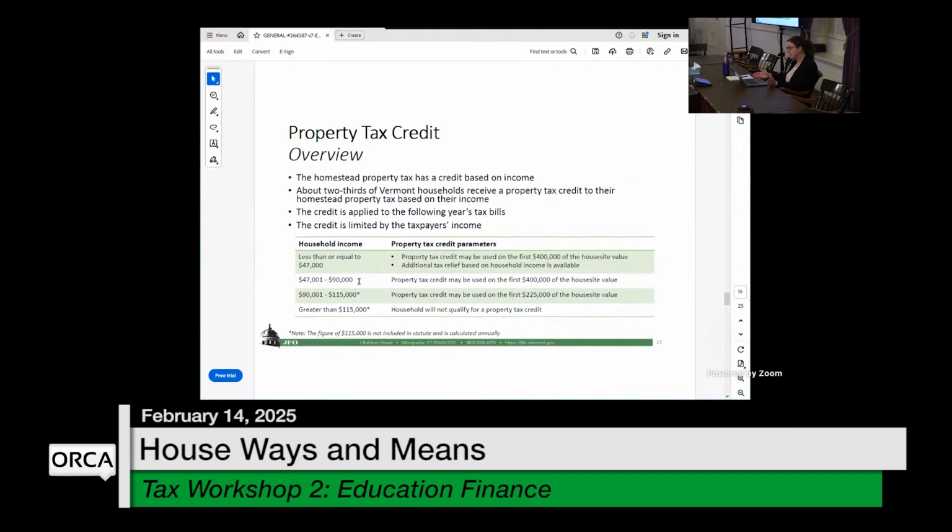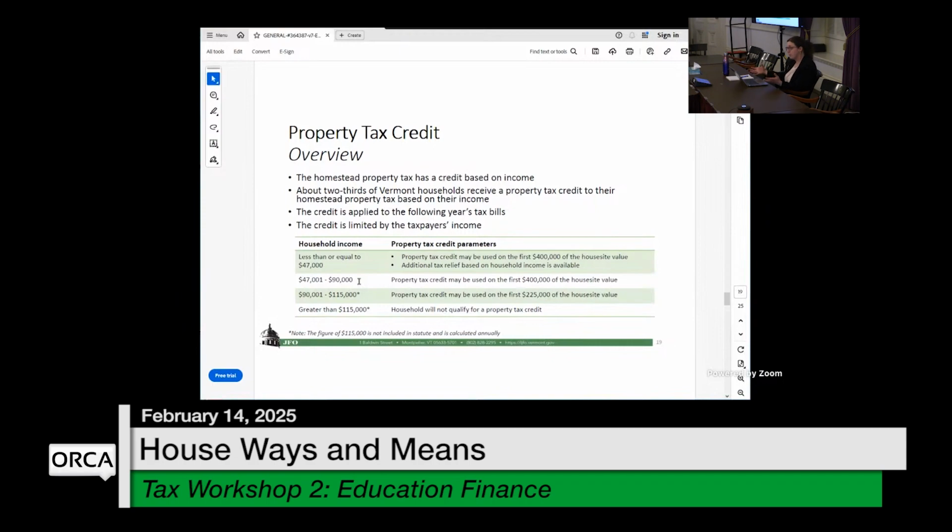I do want to note here that we have these different parameters. Also in the appendix is a table spelling out the calculation. If you fit into this, and this is your house site value, here's how the property tax credit is calculated. But also note that the property tax credit is considered a negative revenue in the education fund, and you'll see that in the education fund outlook.